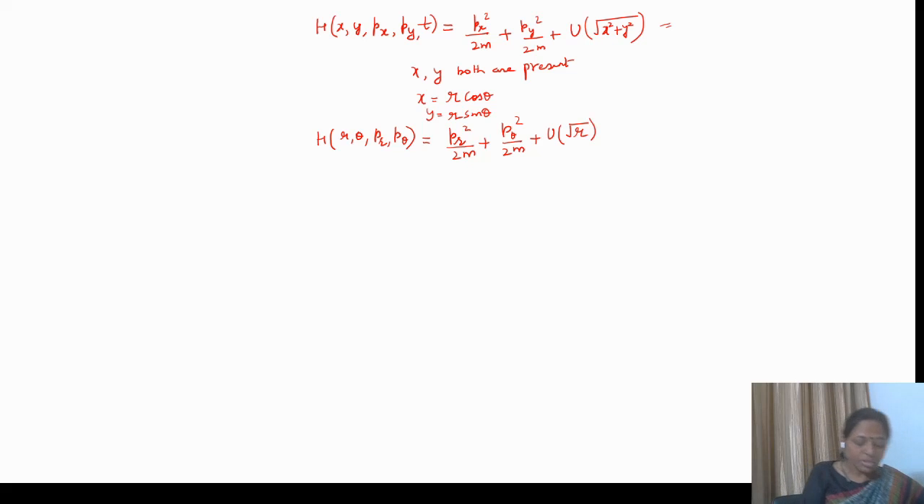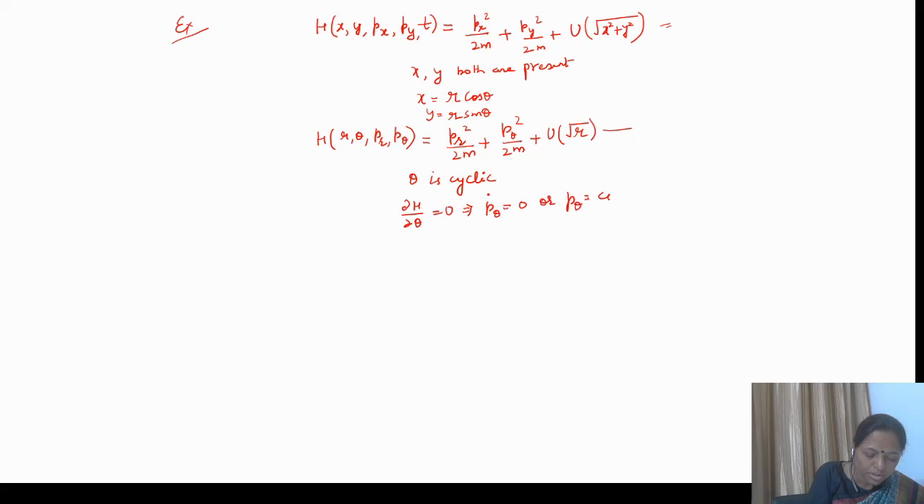Now you see that in this expression I do not have theta, so theta is cyclic. Now if theta is cyclic, what is delta H by delta theta? It is 0, and this implies p theta dot is equal to 0, or p theta is equal to constant.